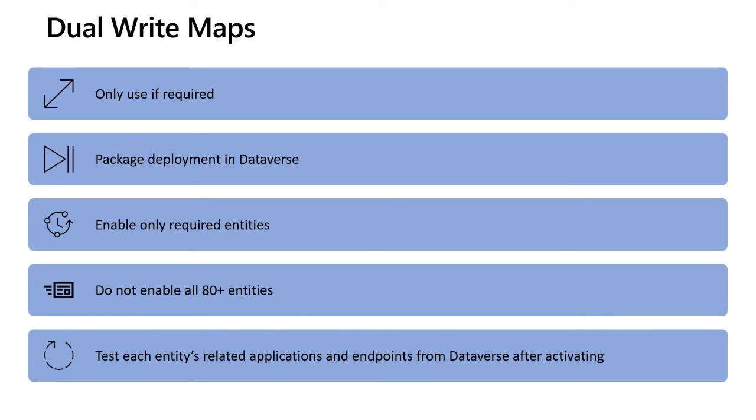If you need dual writes, evaluate first which entities you need to enable before syncing. Do not enable dual write maps for all entities. You need to install the dual write package for human resources from Power Platform Admin Center. And most importantly, test your dual write syncing once you are done with dual write mapping.